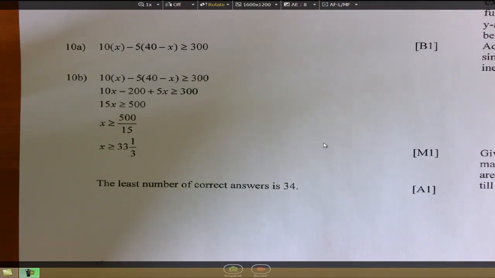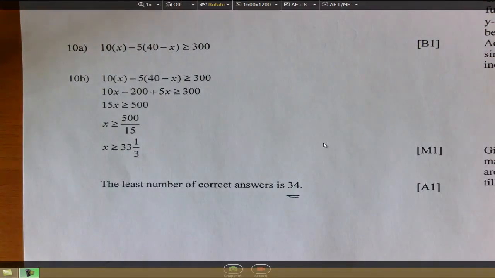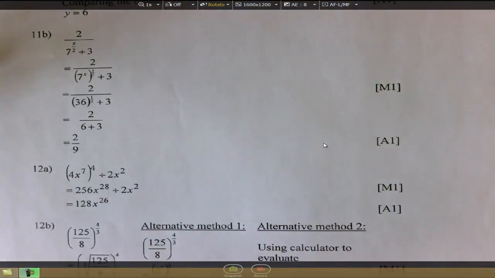So you cannot just answer 33 questions correctly. So the least number must be 34. So you round up in this case. And that is question 10b. Okay, now we move on to question 11.